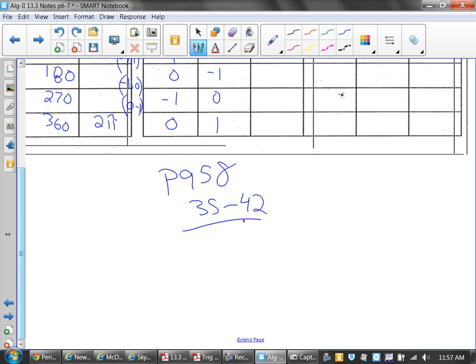Is it sine over cosine or cosine over sine? Well, tangent's y over x. Which one's your y value? Sine. That's sine over cosine. Okay? Work on this stuff for tonight.